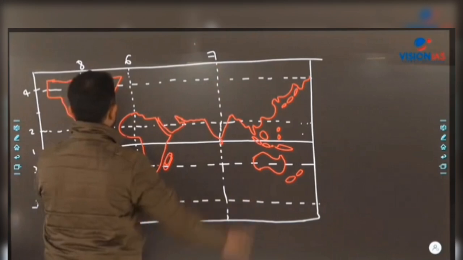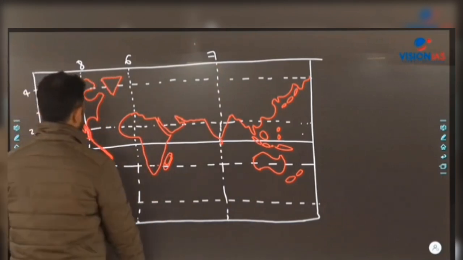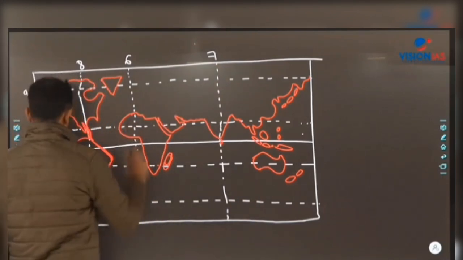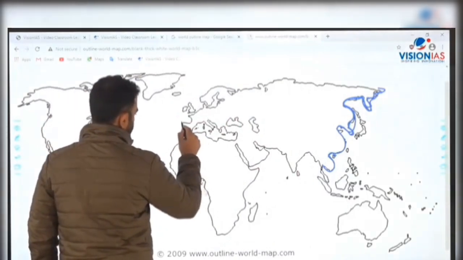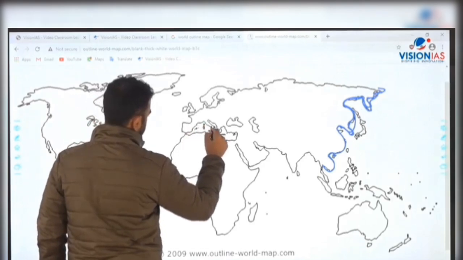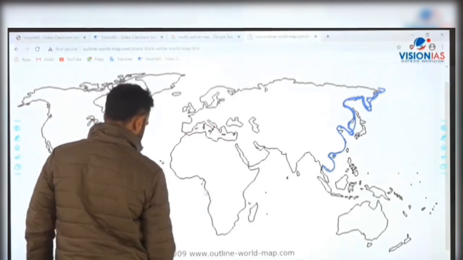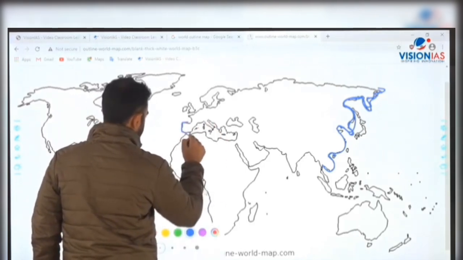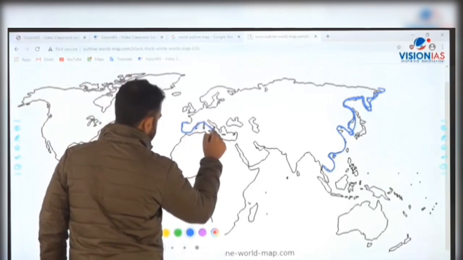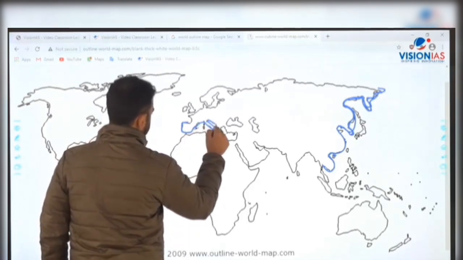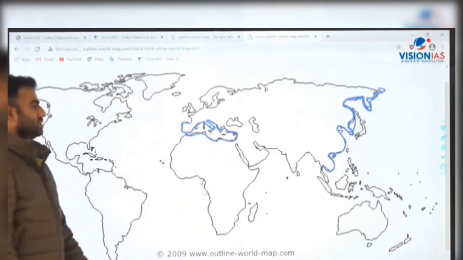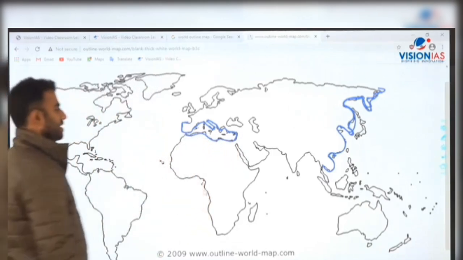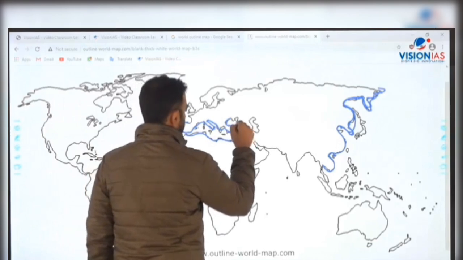Now complete the northern part. This is very easy. How? Here we have Spain, right? Spain is almost like a square in this part, and coming like this you have to draw this. Now this is Spain, and Italy is like a small finger, and then complete this. This is your Mediterranean Sea. Next to the Mediterranean Sea is the Black Sea.